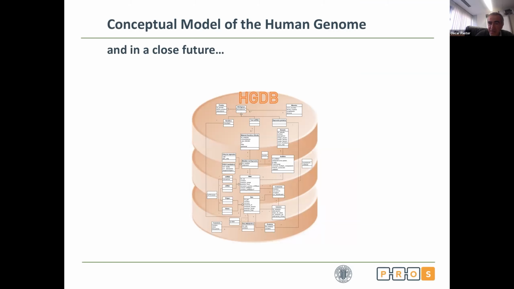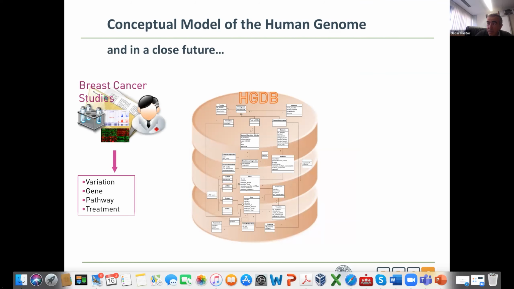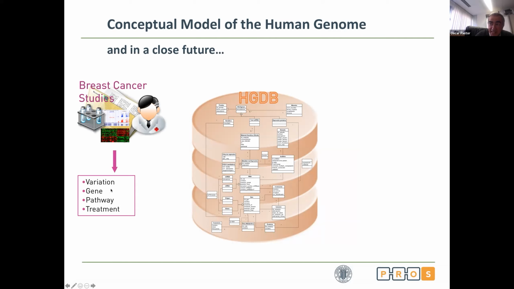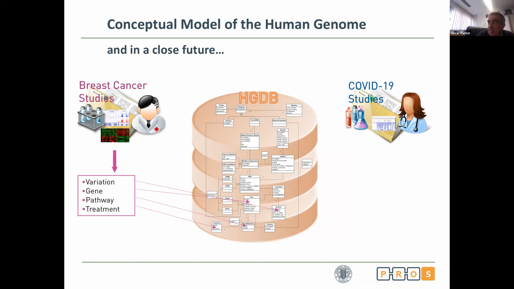And I think that the clearest application of this information, if you use conceptual modeling, is this. Imagine that you have people working with breast cancer, for instance, and they identify variations that are related to the disease, in which genes these variations are, and what pathways are affected by that. And there is a treatment for patients that have this problem. So it could be the case, and we are working on this idea now, that there are other phenotypes, for instance COVID-19, whose variations, genes and pathways are detected.